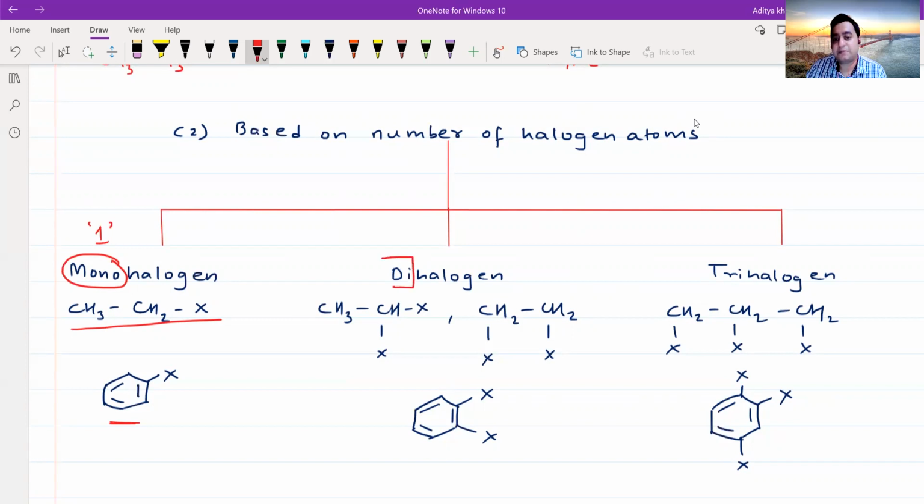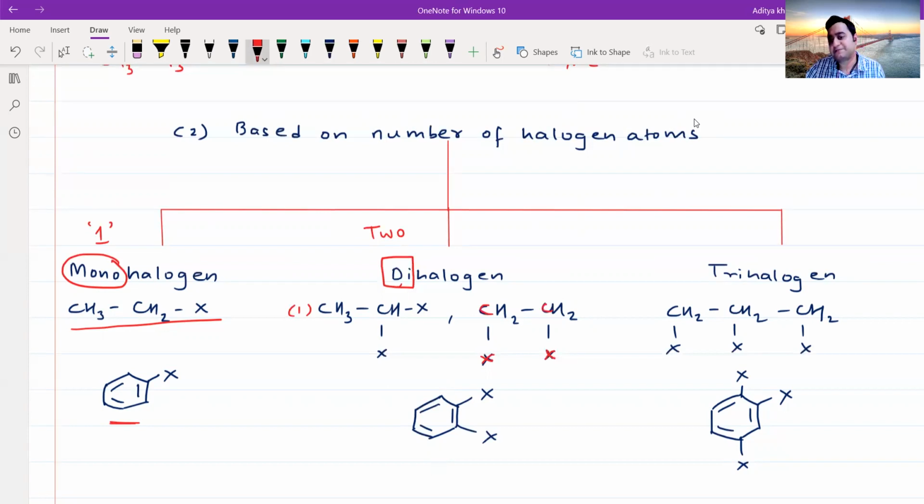Similarly, di means two. So in this kind of compound, you should have two halogen atoms. But they can be placed in either way. In the first example, both halogen atoms are placed on one carbon, like two hydrogens are substituted from the same carbon itself. That is also fine. Or both halogen atoms are placed on two different carbons, like they have substituted hydrogens from two different carbons. And similarly here also, these were dihalogen compounds.